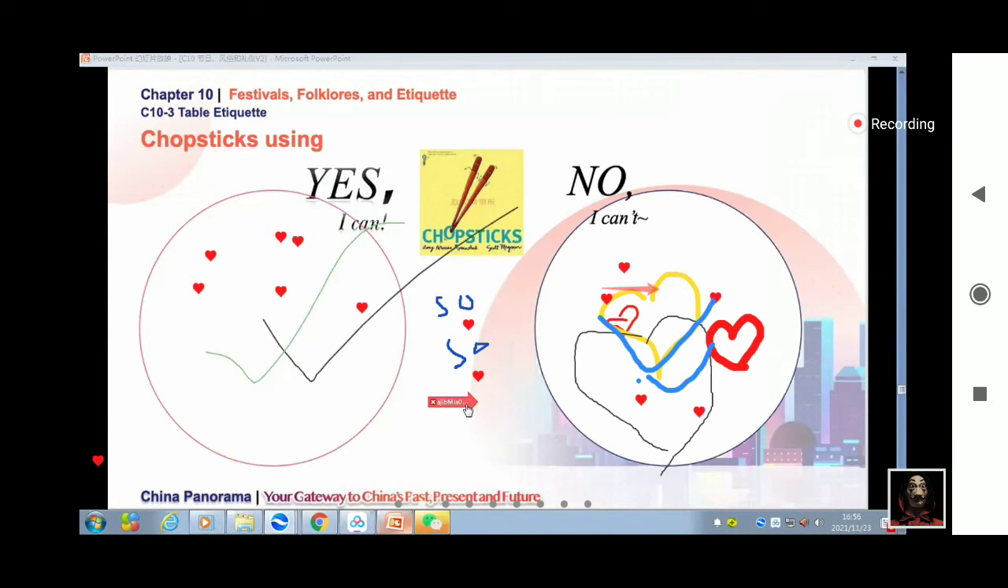Actually, I can't put heart. That's why I draw it. Or you can draw a heart. Yeah.